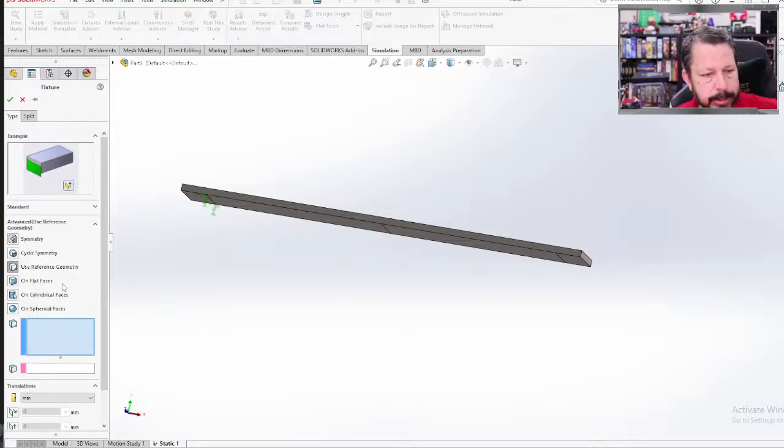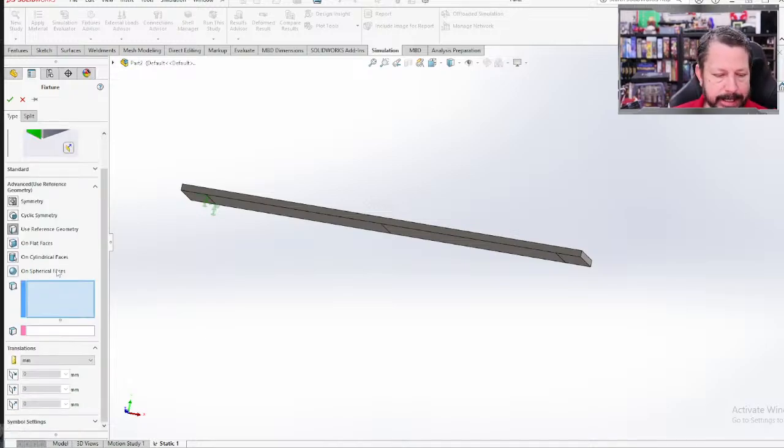And this is basically the same thing as the fixed, except it allows me to select specific directions and have them either constrained with no translation, or to not do anything with them, or to give them a specific displacement. So I don't think this works exactly like a roller would, where it lets the part slide past it, but I'm not 100% sure. This is how we're going to do it.